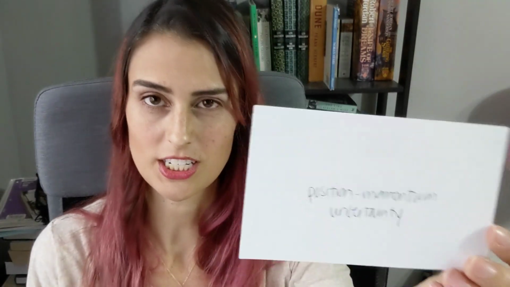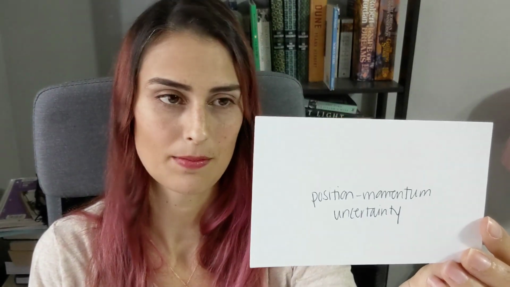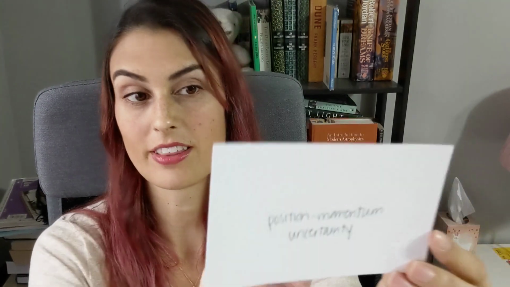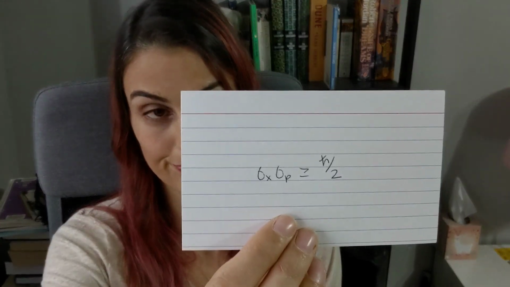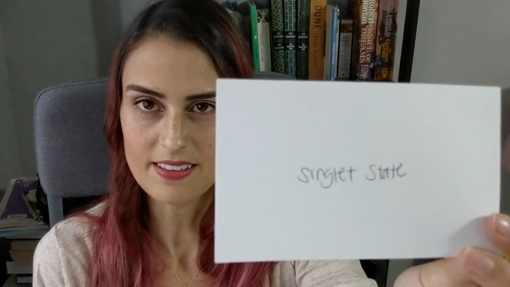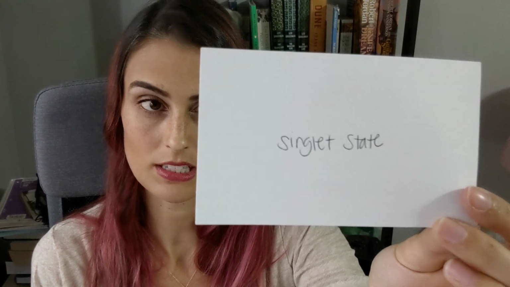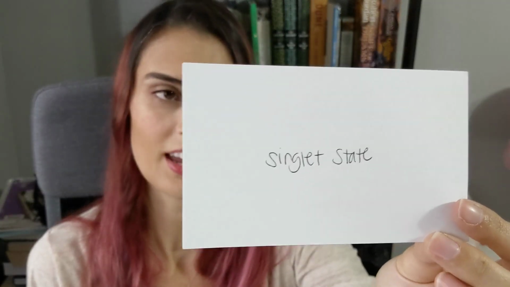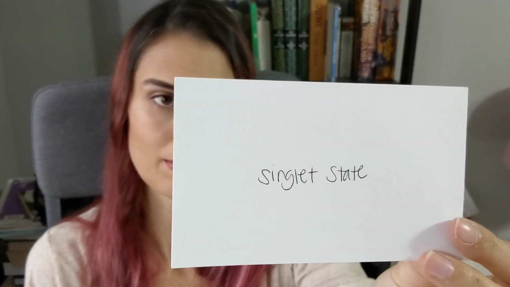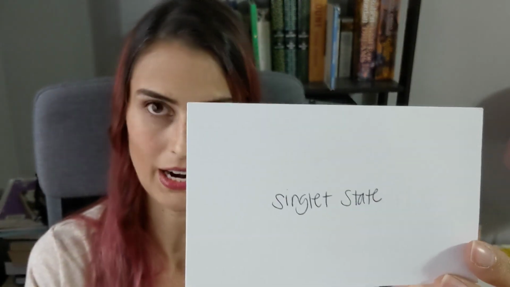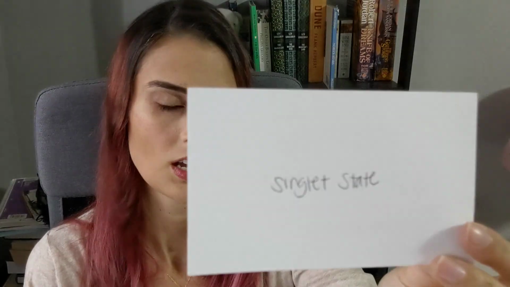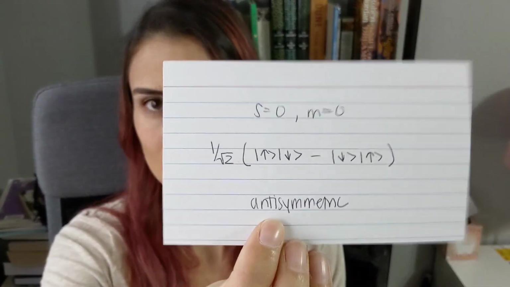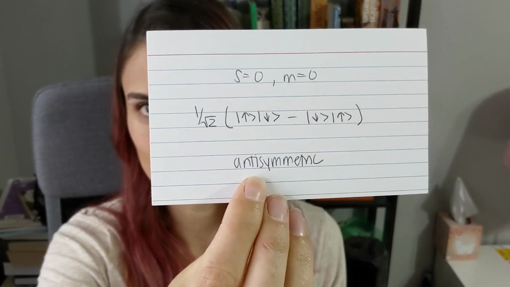Position, momentum, uncertainty. So the uncertainty in x times the uncertainty in p has to be greater than or equal to h bar over 2. The singlet state, this is s equals 0, m equals 0. And it's 1 over the square root of 2 times up, down, minus down, up, bracket, or vectors, eigenvectors, and it's antisymmetric. Singlet state.